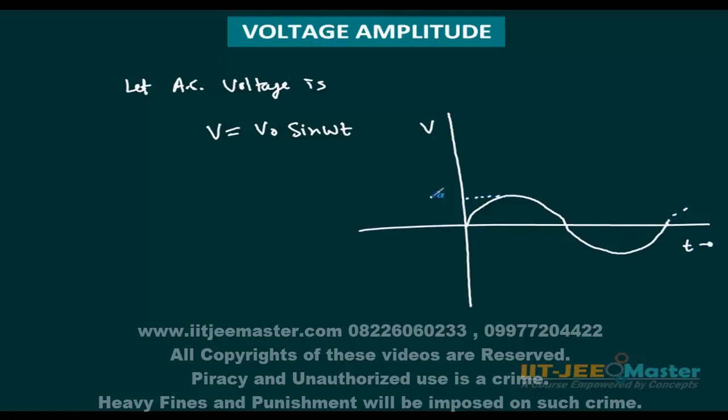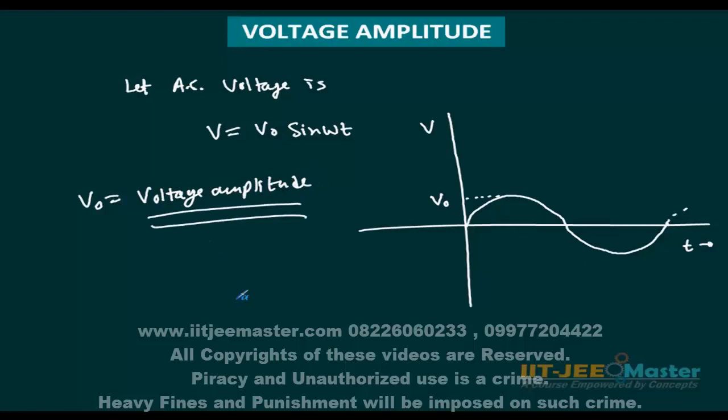Maximum value of the voltage, as you have studied the graph very well. We have studied this in simple harmonic motion also, and also in trigonometry. So the maximum value of the function is V naught. V naught is the amplitude of the voltage, or say voltage amplitude. That is the maximum value of the voltage at some instant. And sine omega t, its maximum value is 1, minimum value is -1.